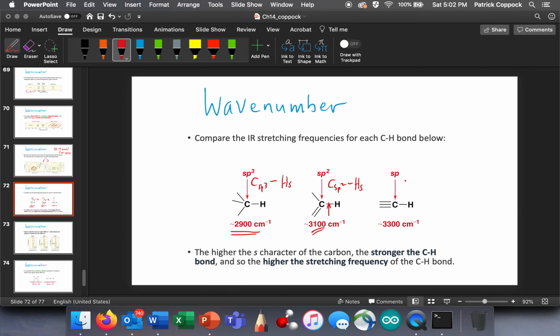And this is sp. Same thing, right? Carbon sp, hydrogen s. So a larger portion of this bond is s character, so it's a stronger bond. It's closer to the nucleus, and it's going to absorb even further upfield, 3,300.